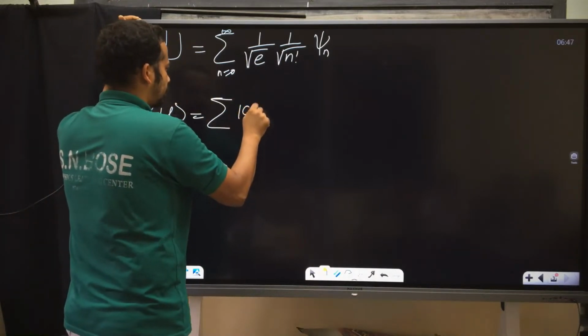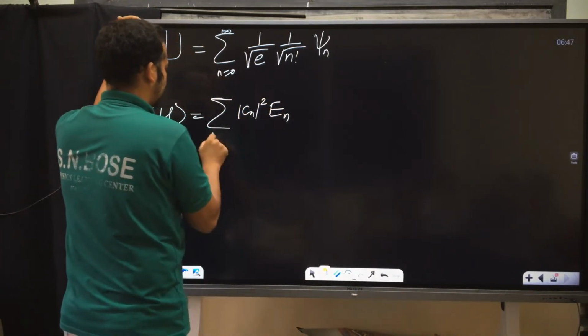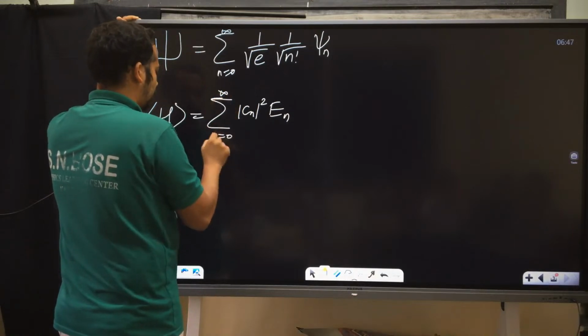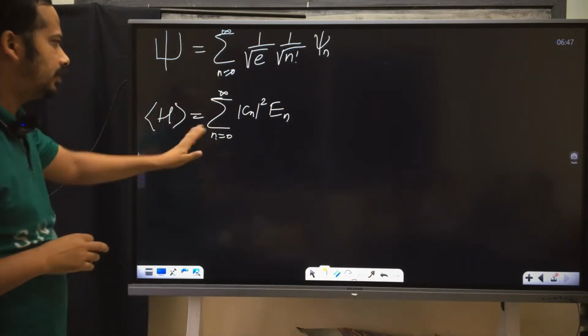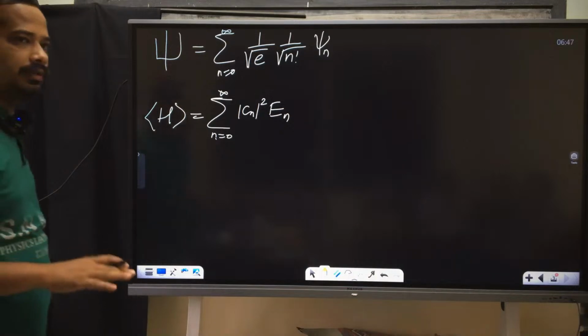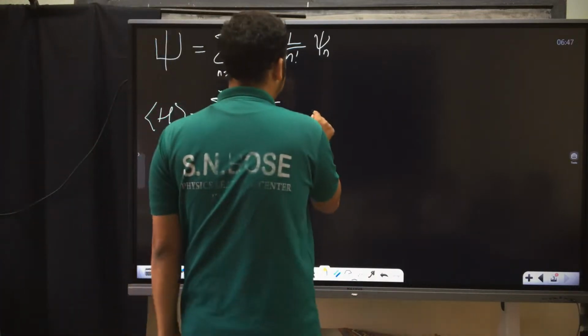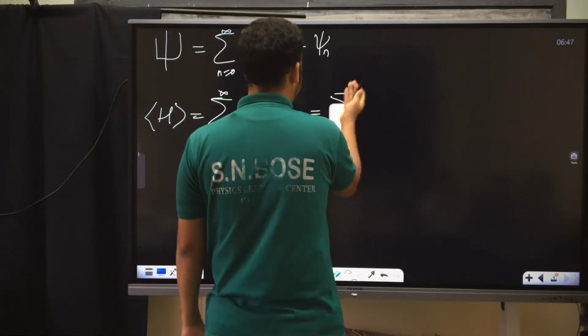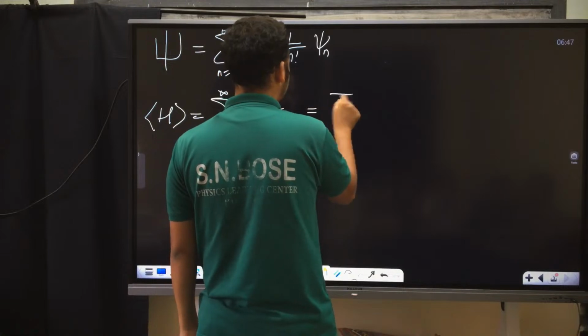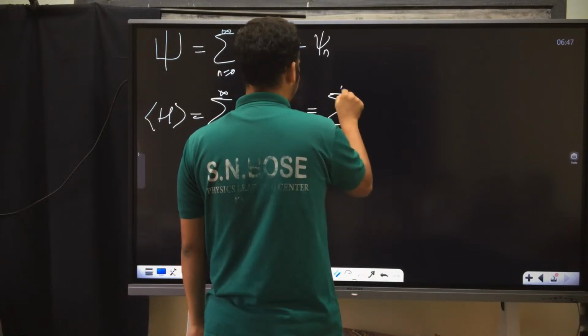Summation over mod Cn square into En, n equal to 0 to infinity. If you can't apply this simple formula, that means you haven't done the homework. Speak up. I hope you are mature enough to evaluate yourself. Pick up. n equal to 0 to infinity.